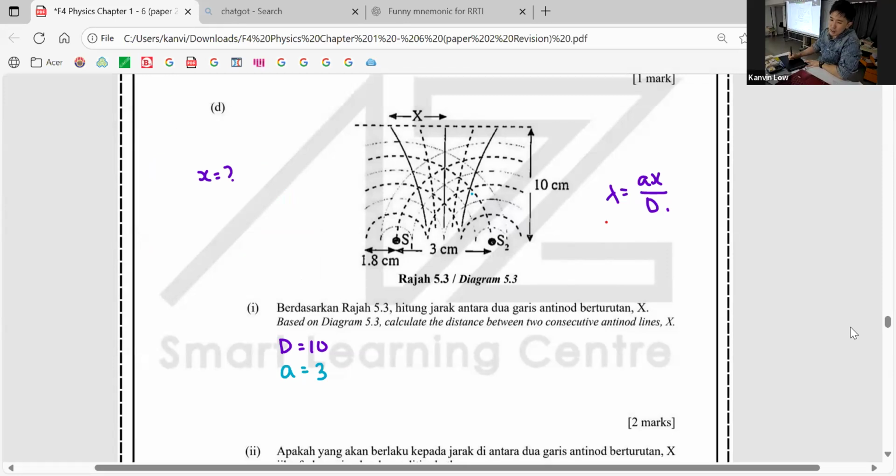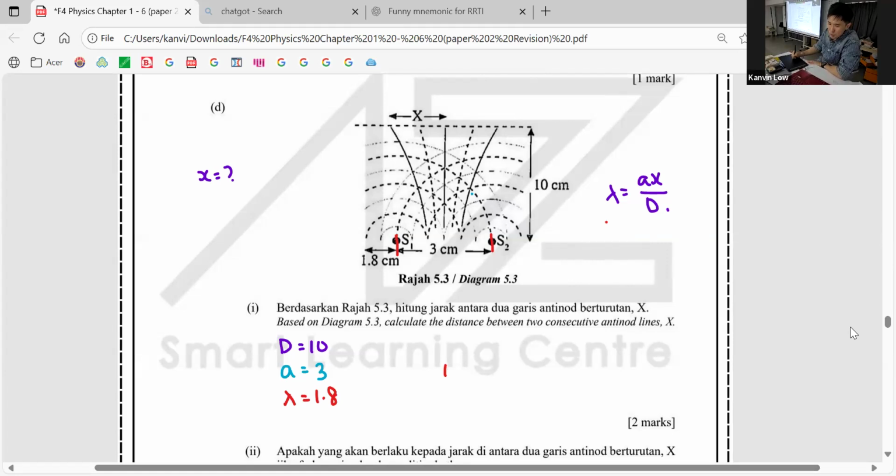Guys, a is the distance of the two sources. Now, x is the distance between the bright fringes or dark fringes. That is what I need to find. And then lastly, students, what is the 1.8 representing? Yes, the wavelength.